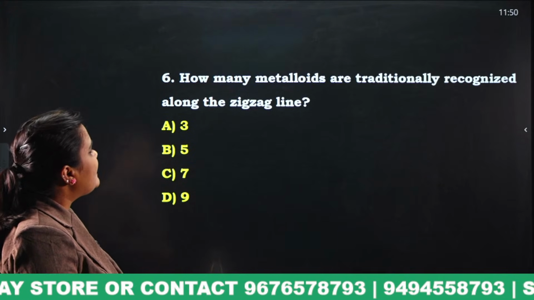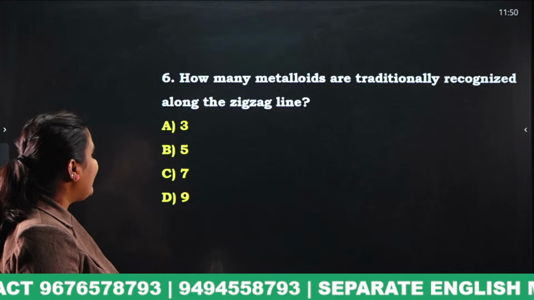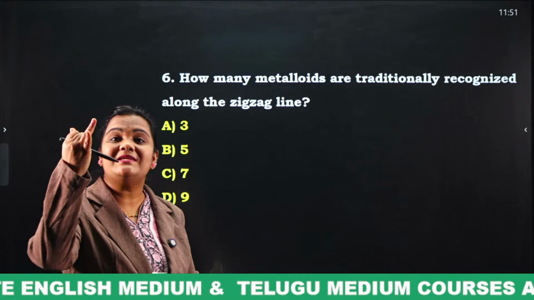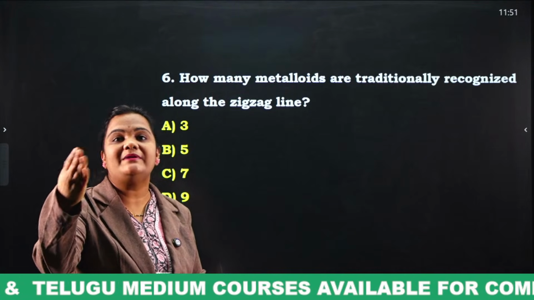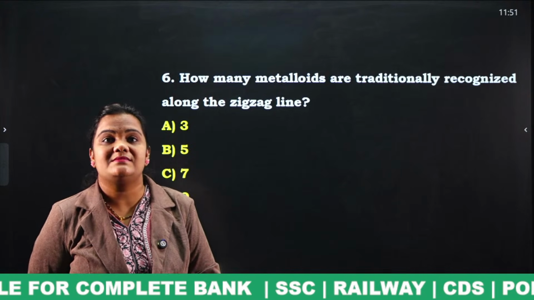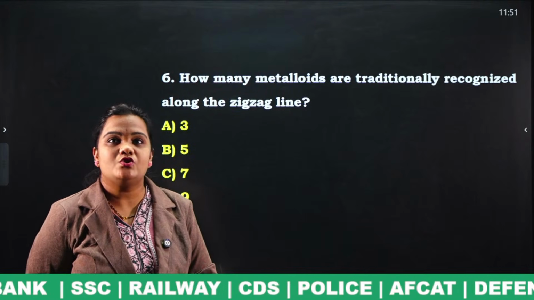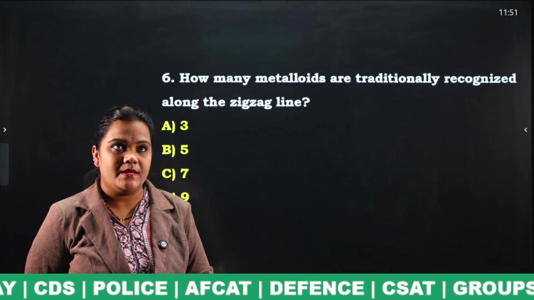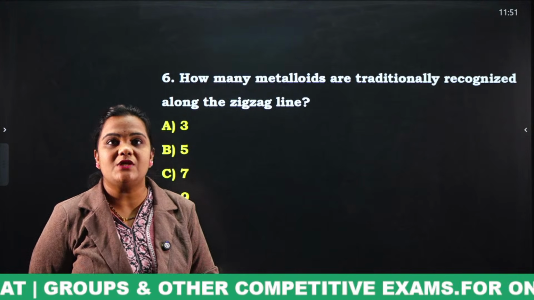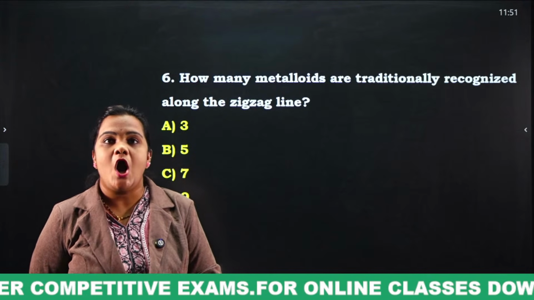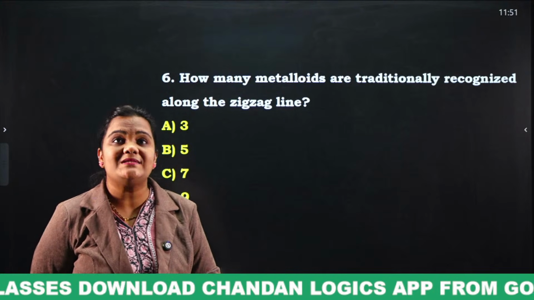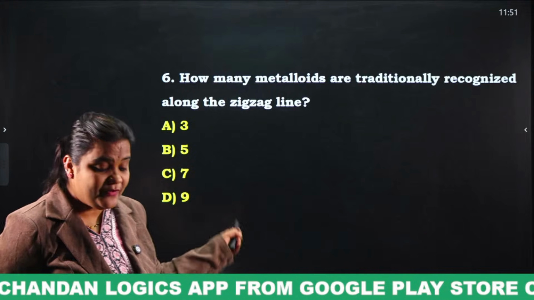How many metalloids are traditionally recognized along the zigzag line? 3, 5, 7, 9. So tell me, how many metalloids we have? Boron, silicon, germanium, arsenic, tellurium, and finally, how many zigzag elements are considered as metalloids? So who is going to give the answer to this question? Tell me, students. I have already displayed them. So tell me, 6 or 7 or 9 or how many? Come on, students, hurry up. Very, very important.